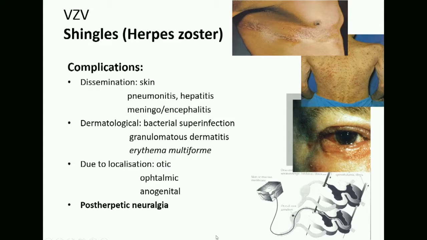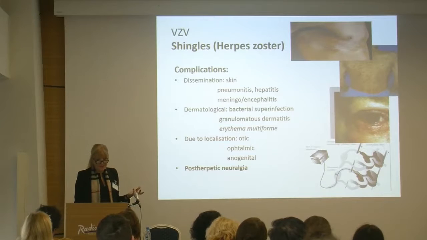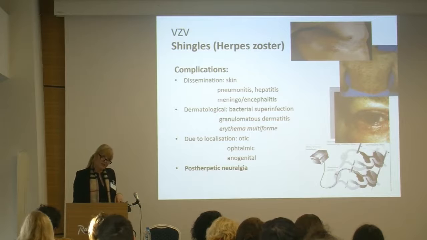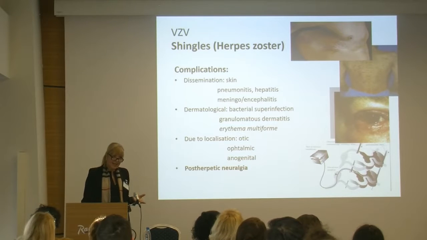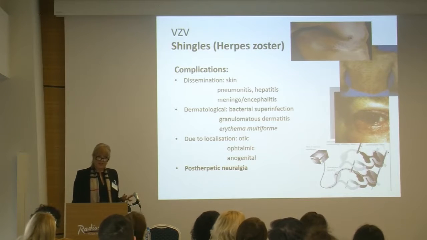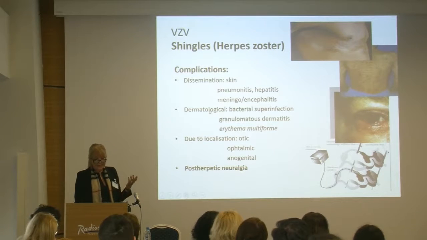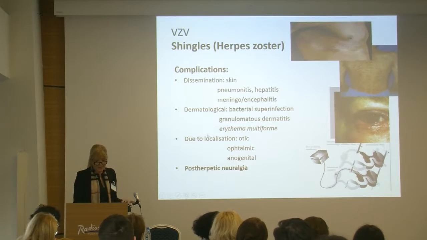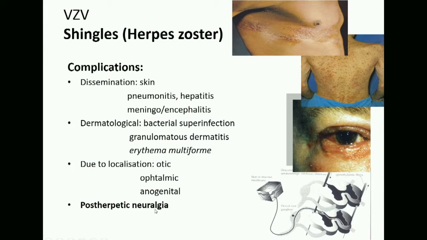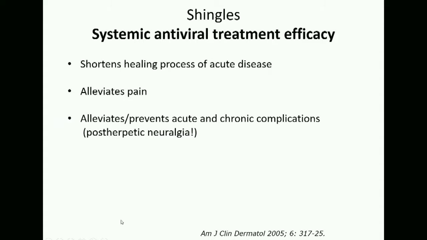And then from chickenpox, let's proceed to shingles, so to herpes zoster. You know that herpes zoster is a very annoying disease. It can also be a very severe disease, even fatal. It can disseminate, it can have dermatological complications due to localization, and one of the most annoying, of course, is postherpetic neuralgia. So, what is the efficacy of systemic treatment?